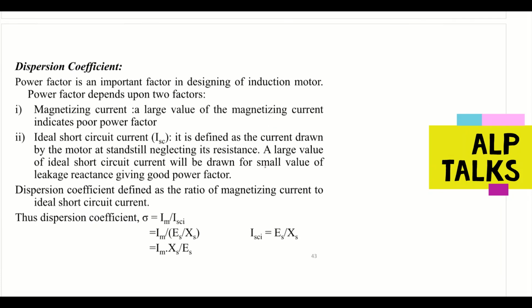So the dispersion coefficient, we have one dispersion coefficient. Power factor is an important factor in designing an induction motor. Power factor depends upon two factors. Magnetizing current: a large value of magnetizing current indicates poor power factor, very low power factor. Ideal short circuit current, ISC, is defined as the current drawn by the motor at standstill. A large value of ideal short circuit current will be drawn for a small value of leakage reactance, giving good power factor. The dispersion coefficient is the ratio of magnetizing current to short circuit current.